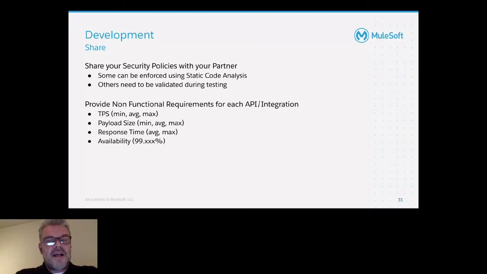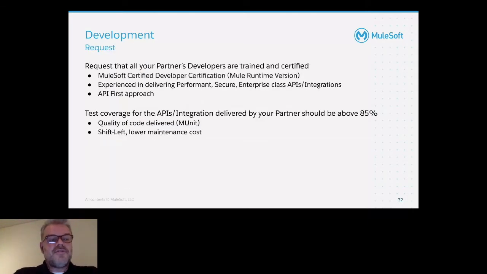So if you turn this around, as a developer, as a contractor, you should not start building any application or integration without specific information that describes the non-functional requirements of the API. What should you request? Or what should the customer request? The customer should request that all partners' developers are trained and certified. Minimum MuleSoft certified developer. They need to be experienced in delivering performant, secure, enterprise class APIs and integrations, and they need to code with an API first approach.